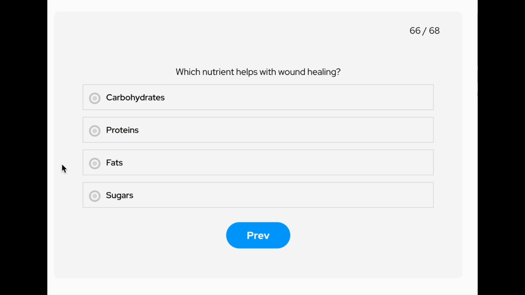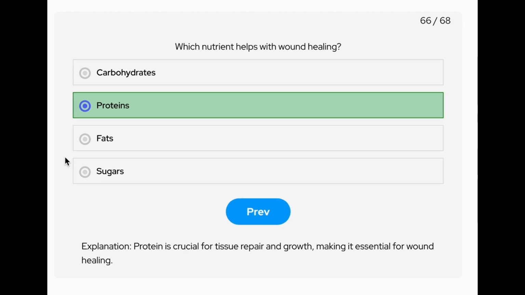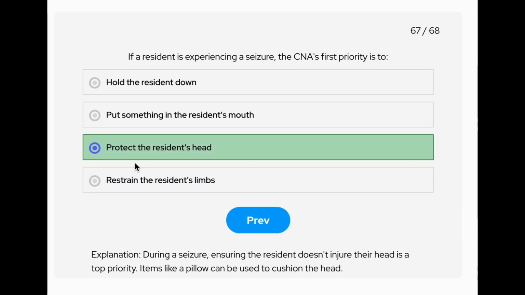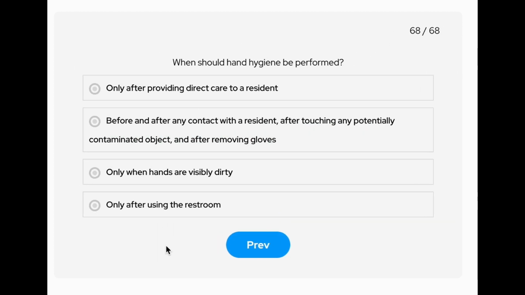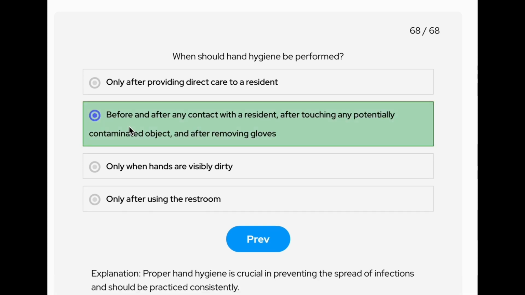Which nutrient helps with wound healing? Proteins. If a resident is experiencing a seizure, the CNA's first priority is to protect the resident's head. When should hand hygiene be performed? Before and after any contact with a resident, after touching any potentially contaminated object, and after removing gloves.